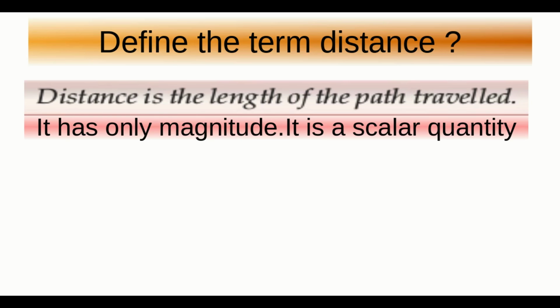Define the term distance. Look here. Distance is the length of the path traveled. It has only magnitude. It is a scalar quantity. It has only magnitude, meaning 3 meter. That 3 is the magnitude. Here we do not mention any direction.